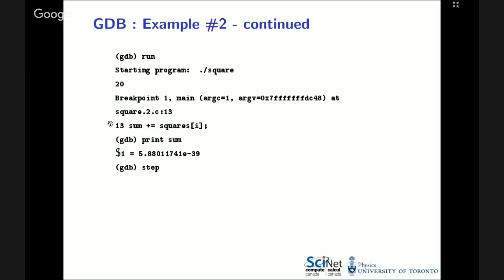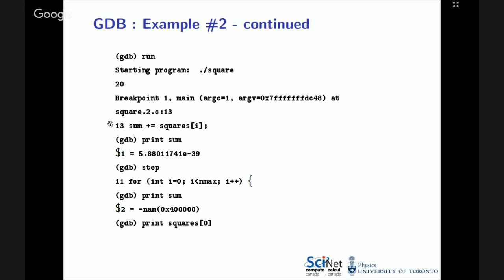I'm going to do one step. So I'm within the loop. I'm going to do one step. It comes back to the top of the loop. And now I want to know the value of sum again. And the value is a NaN. Something clearly went wrong there.